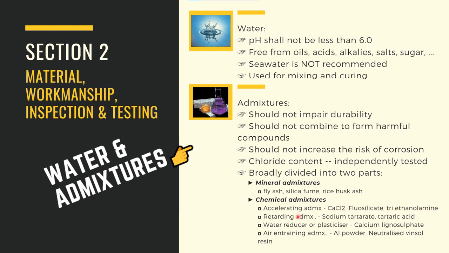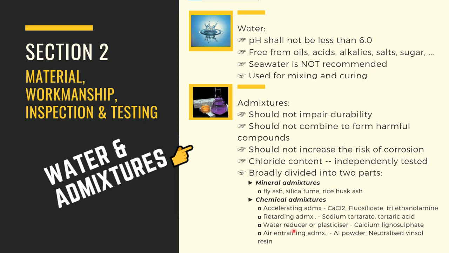And the next one is retarding admixture. Retarding means the opposite of accelerating. It can increase the time of setting or hardening. Example, sodium tartarate, tartaric acid. You can remember by TAR. Here is also tartarate, TAR, tartaric acid. Examples of retarding admixture are sodium tartarate and tartaric acid.